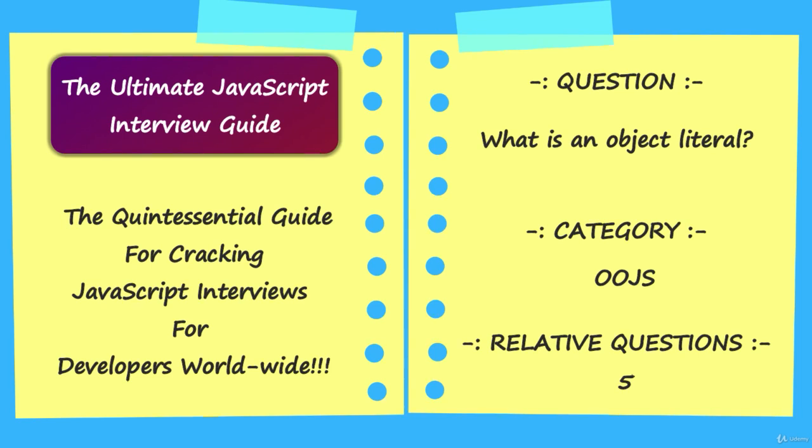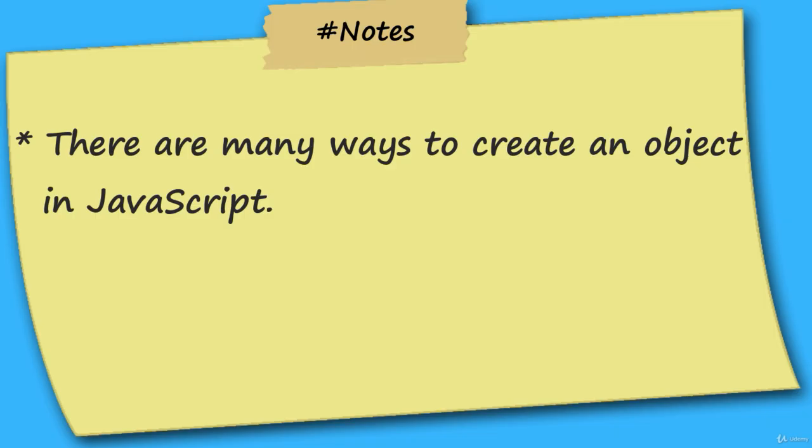In this section of OJS, we are discussing very important related questions of object literal. The main question is what is an object literal, and there will be 5 relative questions. There are many ways to create an object in JavaScript.